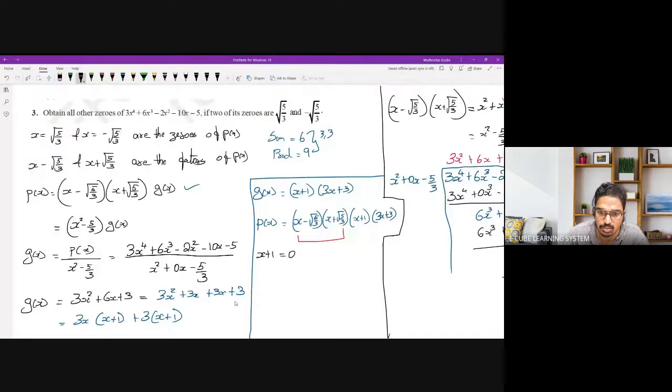X plus 1 equal to 0 means, 3x plus 3 equal to 0 means. What we get from x plus 1 equal to 0? x equal to -1. Similarly, next one first.